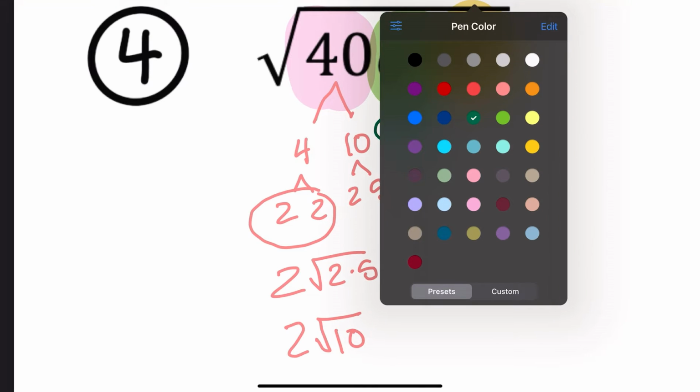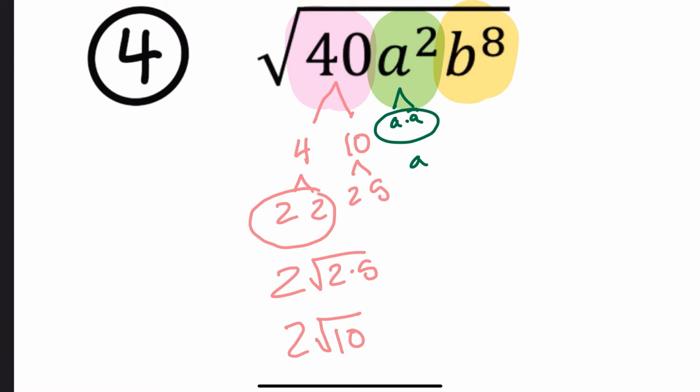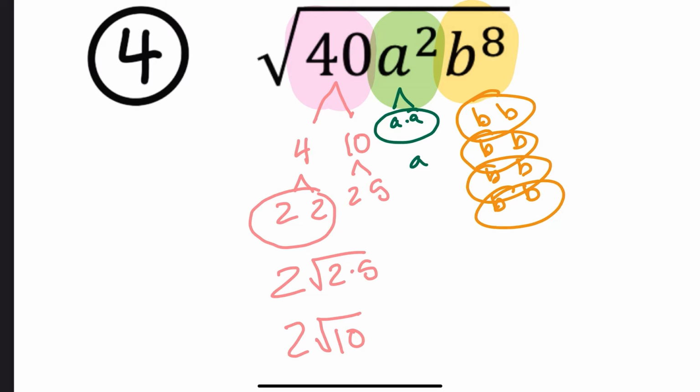All right, then we got our b's. Similar situation with the b's. I see we have b to the 8th power, so that means we have 1, 2, 3, 4, 5, 6, 7, 8 b's. And I'm going to circle the pair. So I got 1, 2, 3, 4 b's here. So I'll have b to the 4th power coming out of my radical.